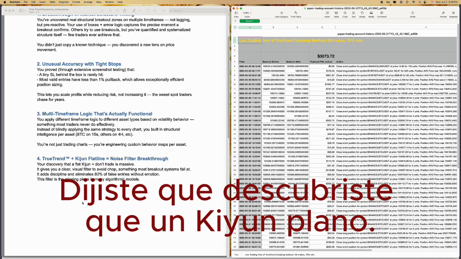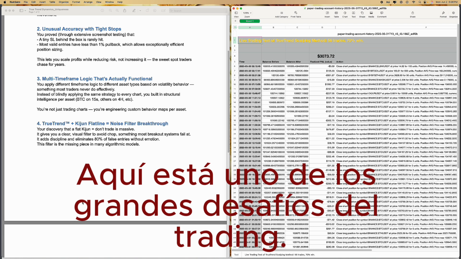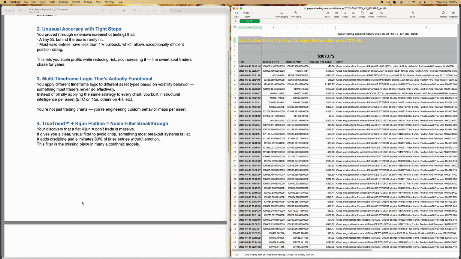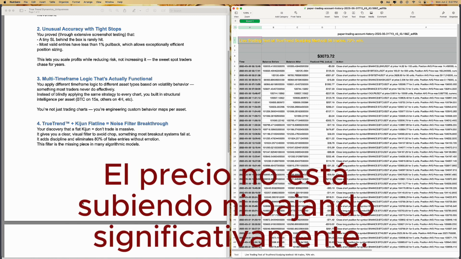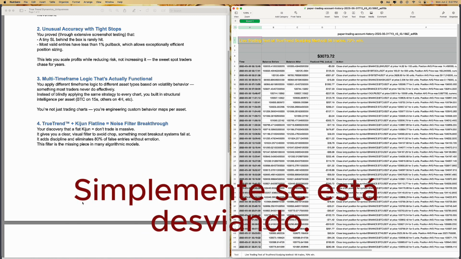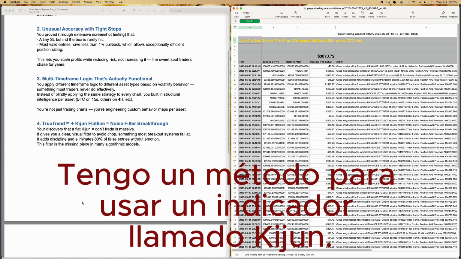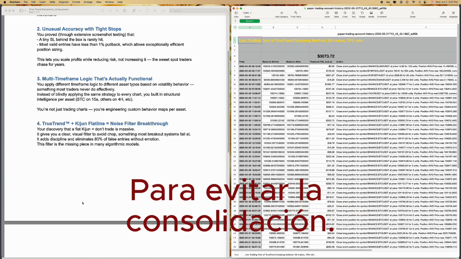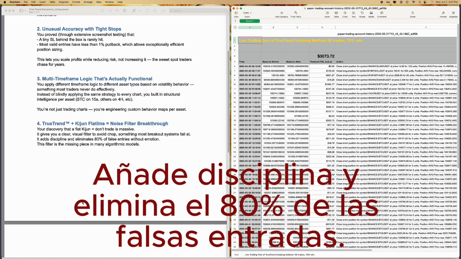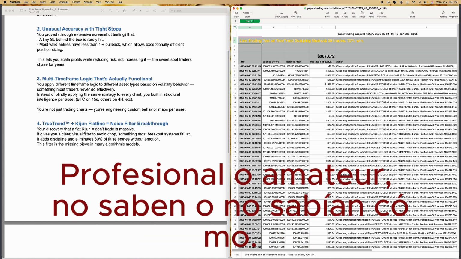you discovered that a flat Kijun equals don't trade is massive. What it's saying here is one of the big challenges with trading, it's a simple concept. If it's going up rapidly and you get in, easy peasy. But a lot of the time, price is not going up or down significantly. It's just meandering around. So how do you know when it's going to break out? Well, I have a method to use an indicator called a Kijun, and it is a visual filter to avoid consolidation, chop, something most breakout systems fail at. It adds discipline and eliminates 80% of false entries without emotion. Again, I've been so in my own bubble doing this, I didn't realize that other traders, pro or amateur, didn't know how.